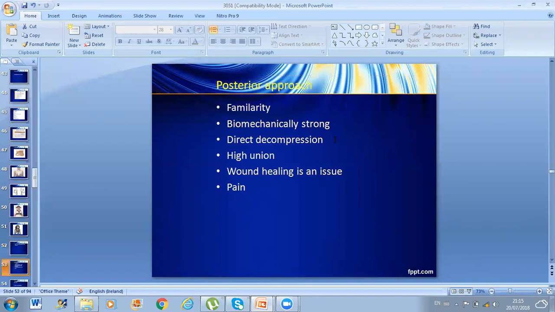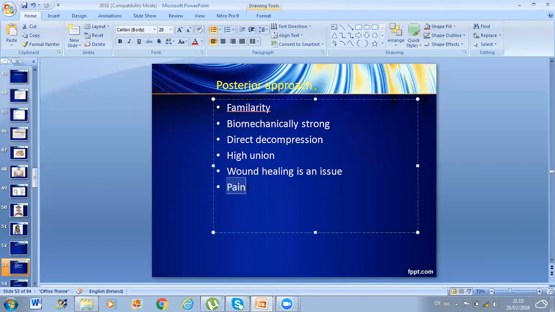We are talking about cervical spine. It can help in direct decompression. High union rate, but wound healing is an issue. The problem is with the wound healing, and the biggest problem is pain. These are the biggest problems. That's why we don't do posterior cervical approach in most cases. Yes, you have to do it when there is posterior injury, but normally we try to avoid it.